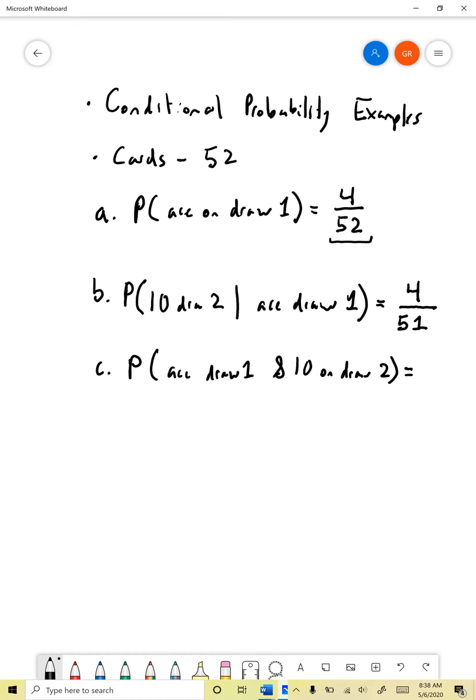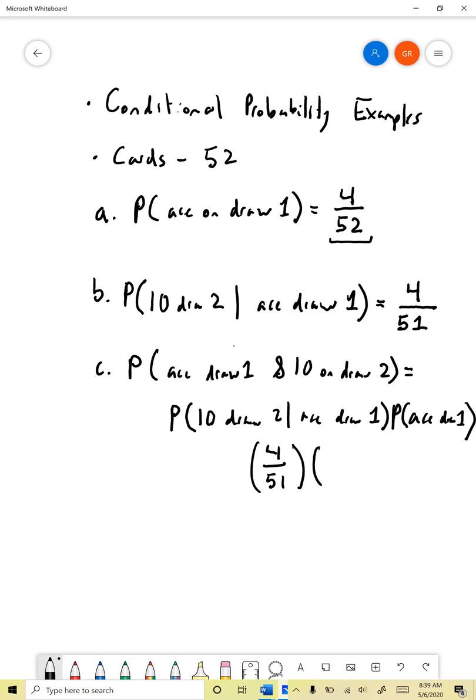So recall what the general conjunction rule said. It said that the probability of a conjunction, A and B, is equal to the probability of one conditional on the other. In this case, I'll do 10 on draw 2, conditional on ace on draw 1, because we already figured out that probability, times the probability of the one we're conditioning on, the probability of ace on draw 1. And we already know both those probabilities. We just figured them out. It's 4 out of 51 times 4 out of 52.